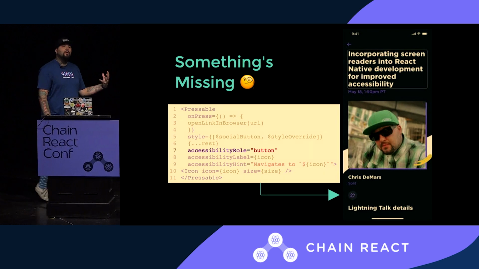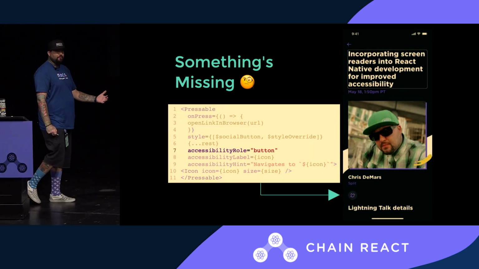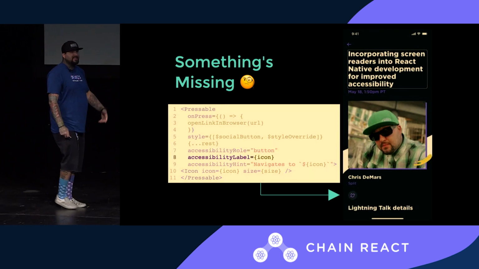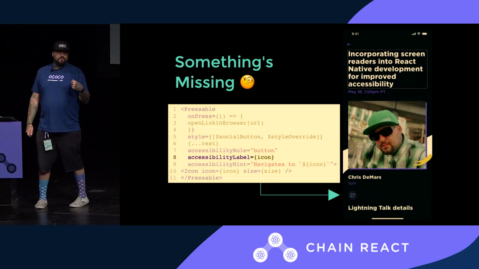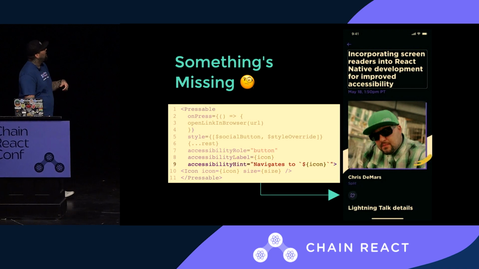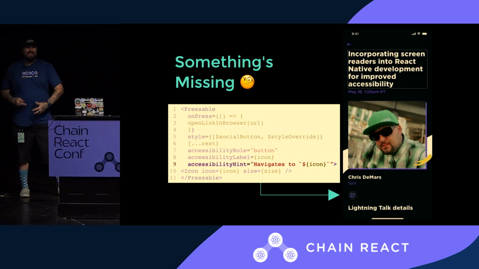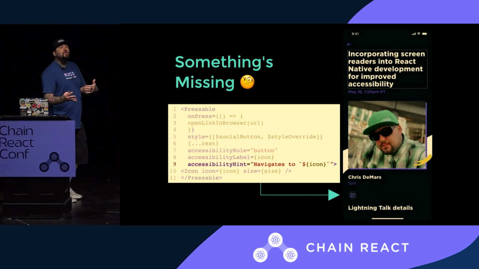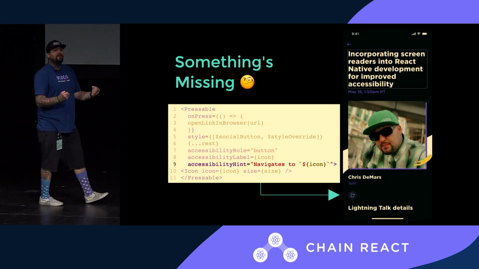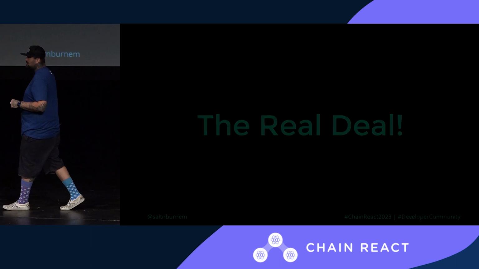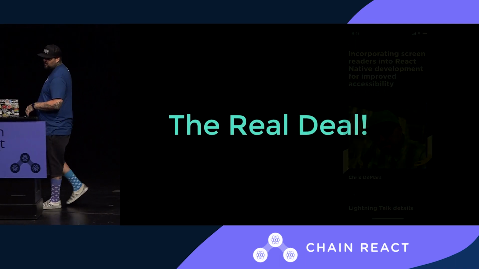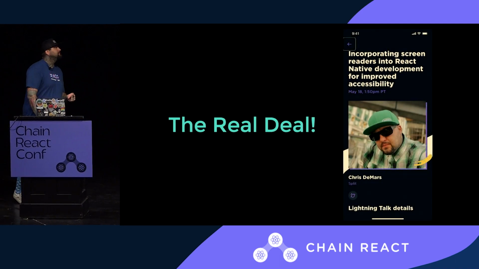Accessibility role. It's going to give it a role of button so that can be announced to your user. Accessibility label. It's going to take the icon that pulls in from React Native. I think you JavaScript nerds call it a prop. And then accessibility hint, so that can give different hints on what it's navigating to, Twitter, right? That's the experience we want. We don't want to leave anybody out. So this is the real deal. This is how it should be.